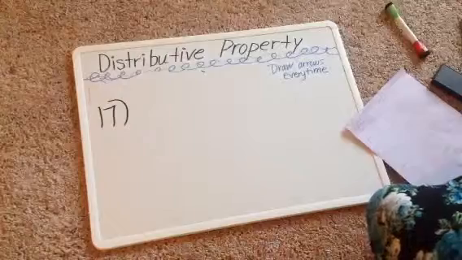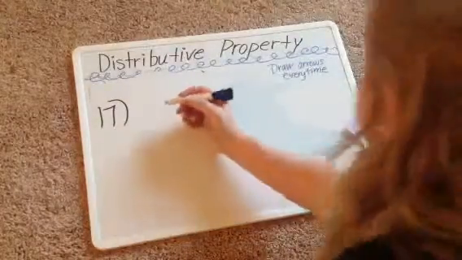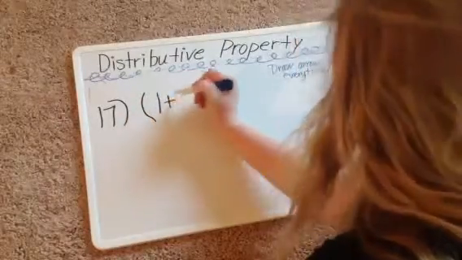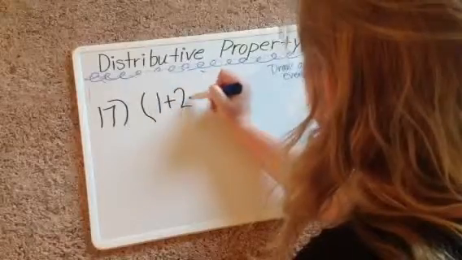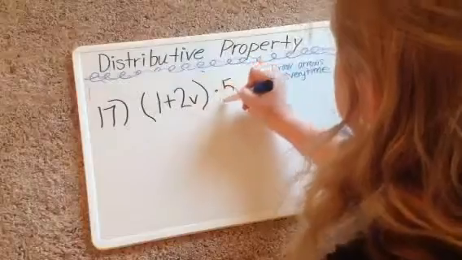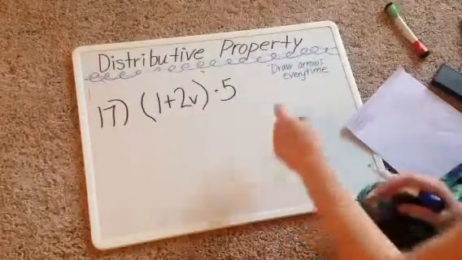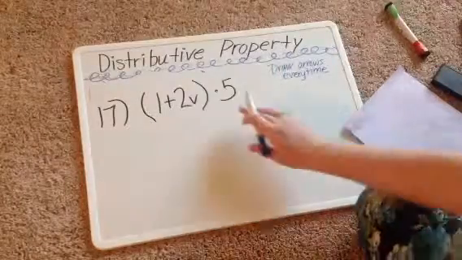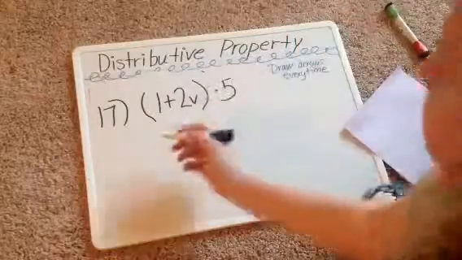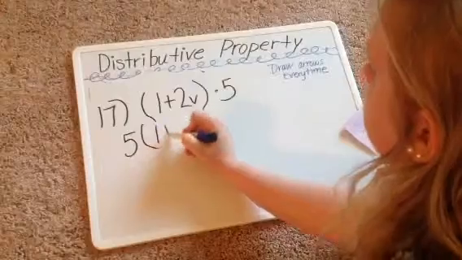The next problem that we're going to work on is number 17. So I'm going to go ahead and write it out. Make sure you're on number 17 with me. So we have 1 plus 2b times 5. Now when I look at this, I want all of my distributive property problems to look the same, so I'm going to go ahead and rewrite it. Remember, it's okay if we switch this 5 back to kind of how we're used to seeing it. So we're going to go ahead and switch the 5 over here, and we're going to just rewrite that.